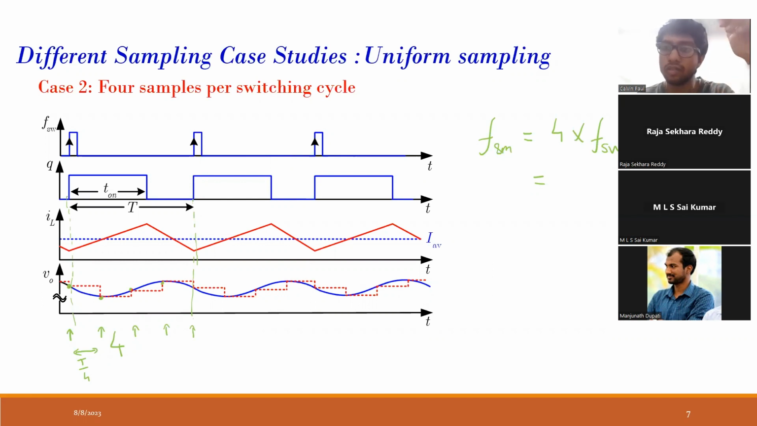So the normal switching frequency is 1 value, but if I want to take more samples, then I have to increase the sampling frequency or the sampling clock.